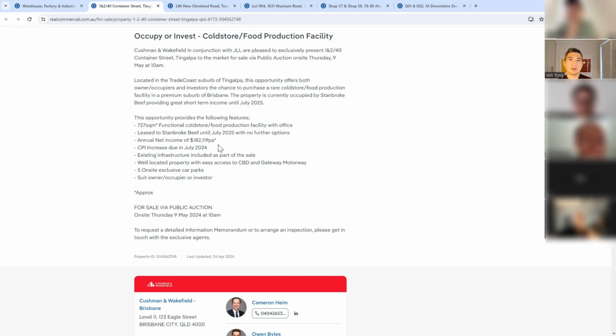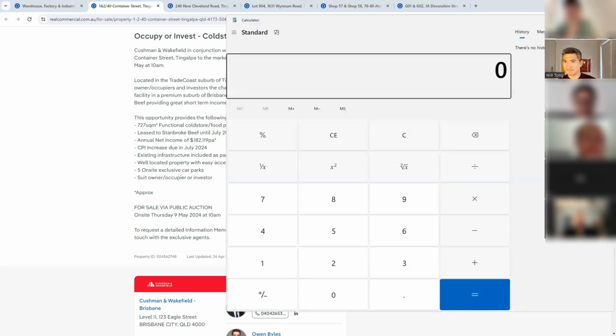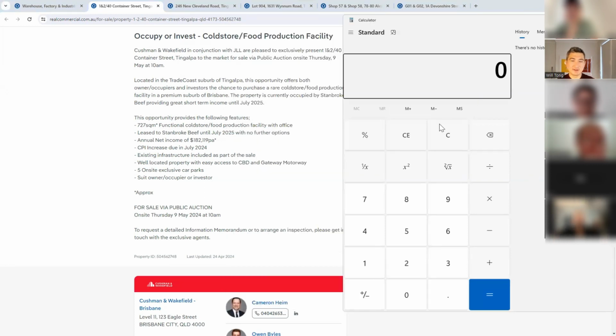So for me to buy this, I will look at it on a cap rate, because it's cold storage, and that's like another discussion to be had. Cold storage yield cap rates are typically 0.5 to 1% more than a typical warehouse. Tingalpa, the cap rate there is roughly around 5.5%.